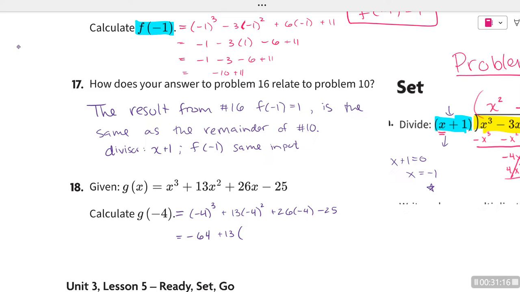We always want to do our exponents first, so negative 4 squared is positive 16. All right, let's do 26 times negative 4 next. So 26 times 4 is 104 if you want.